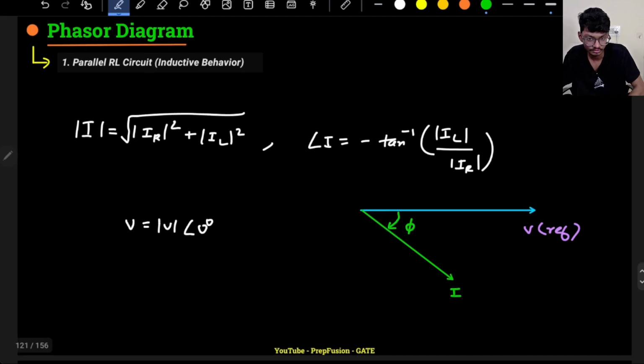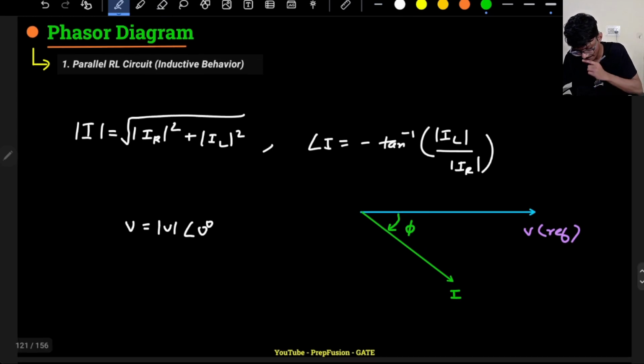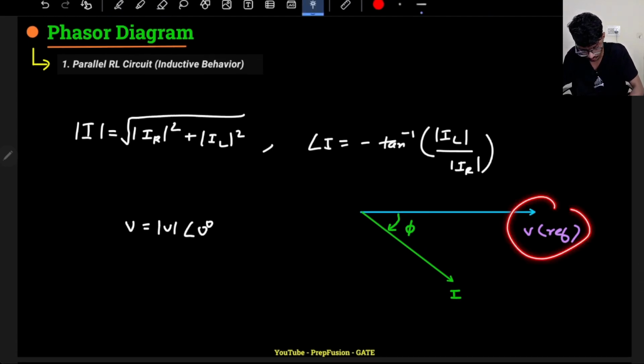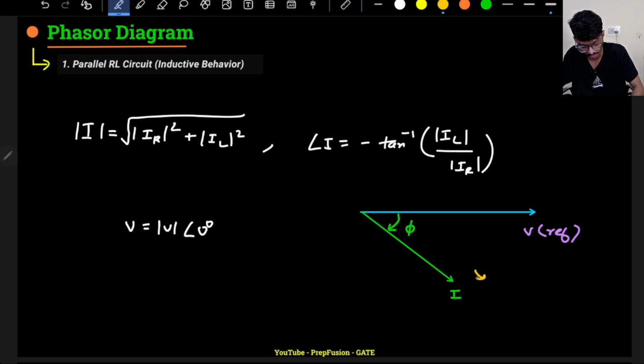So current will just lag. This is my voltage and this is my current basically. So again, what kind of circuit is this? Lagging, because the current lags the voltage, so its behavior is lagging. Since inductance is present, the behavior will be lagging only. It doesn't matter if it is in parallel or series. I'm just talking about inductance.